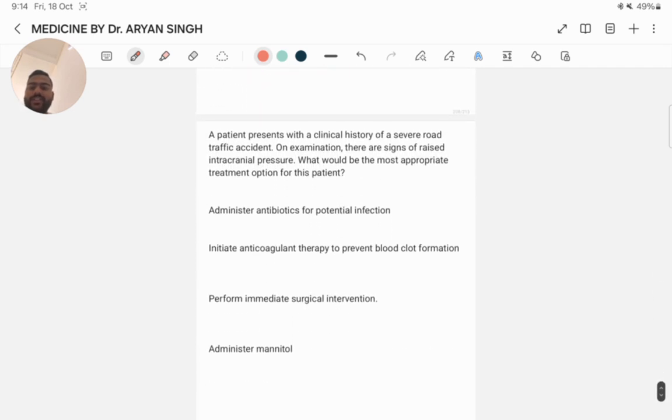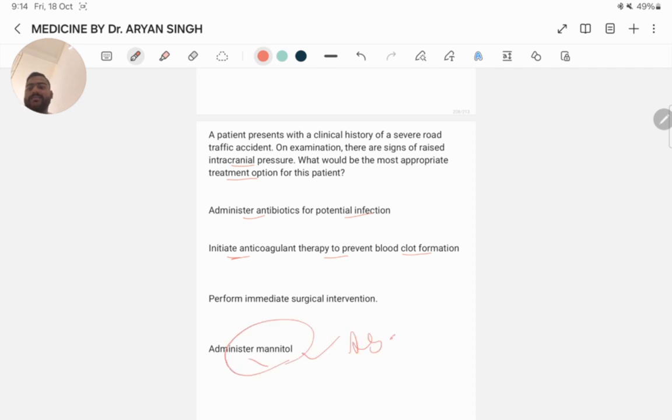Next question. A patient presents with a history of a severe road traffic accident. On examination, there are signs of raised intracranial pressure. What would be the most appropriate treatment option for this patient? Administer antibiotics for potential infection. Initiate anticoagulant therapy to prevent blood clots. Perform immediate surgery. Administer mannitol.